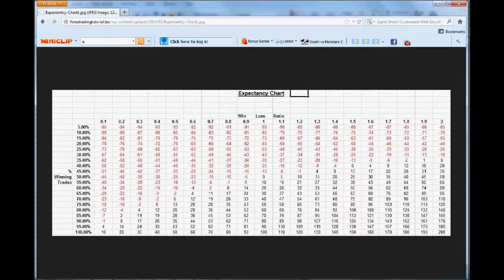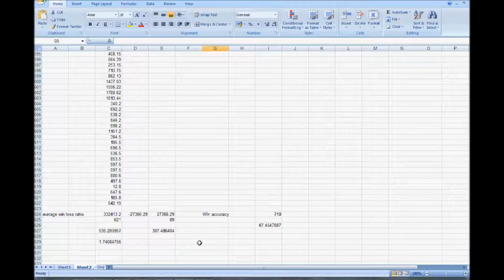So going back to our spreadsheet, what we have here is an accuracy of 87%, and a win-loss ratio here of 1.7.